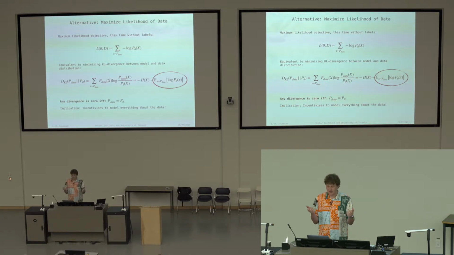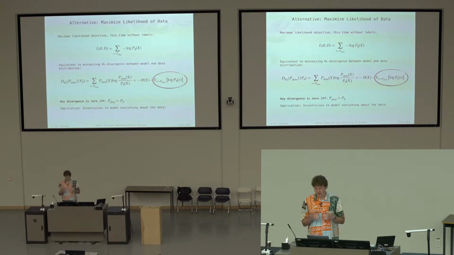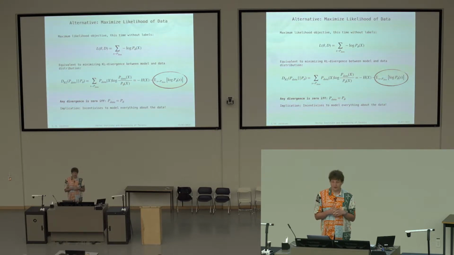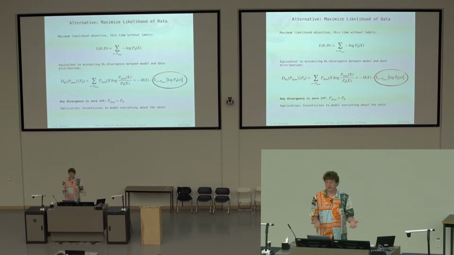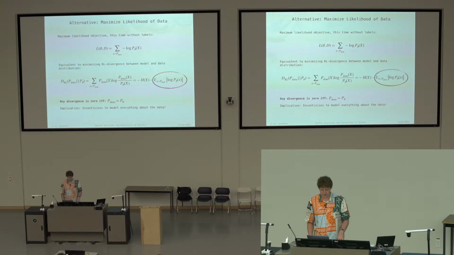So basically, minimizing the negative log likelihood of the data under our model corresponds to fitting a model to the data that, once you converge completely, has the same distribution as the data. So the implication of this is that we incentivize the model to learn everything about the data.